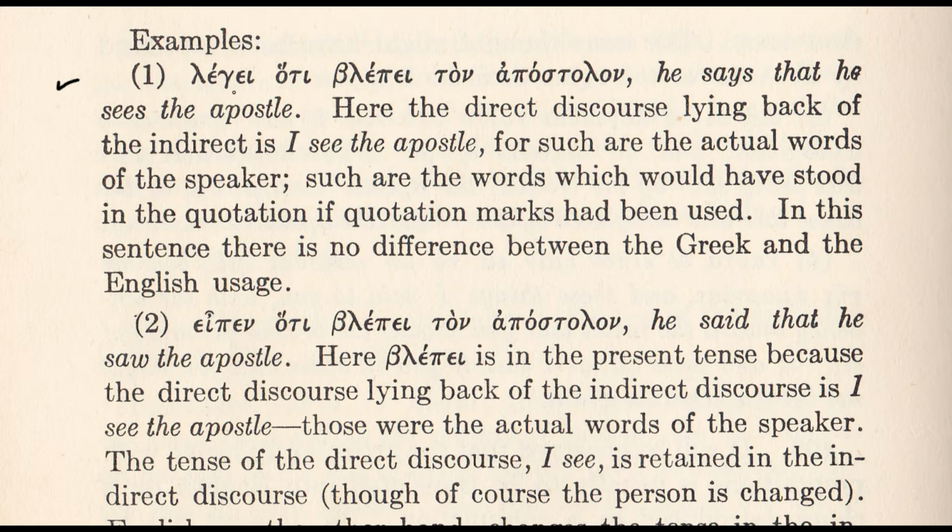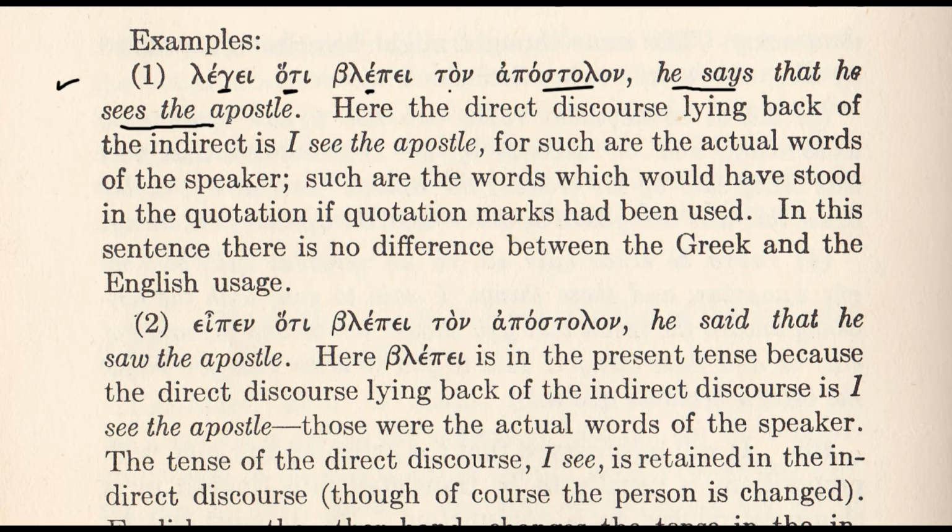So I thought I'd just comment on these briefly, especially with respect to, as I say, calibrating the verb that's referring to the original conversation to the time of the leading verb. So notice what we have here. Lege, he says, hoti, that, blepei, he sees, ton apostolon, the apostle. He says that he sees the apostle. All right, so in the present tense, that would be exactly the way you'd put it. He says that he sees the apostle, and the whole thing is taking place in the present.